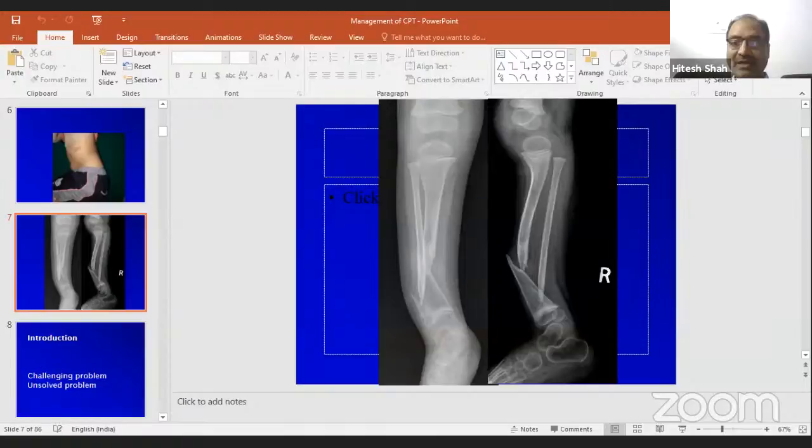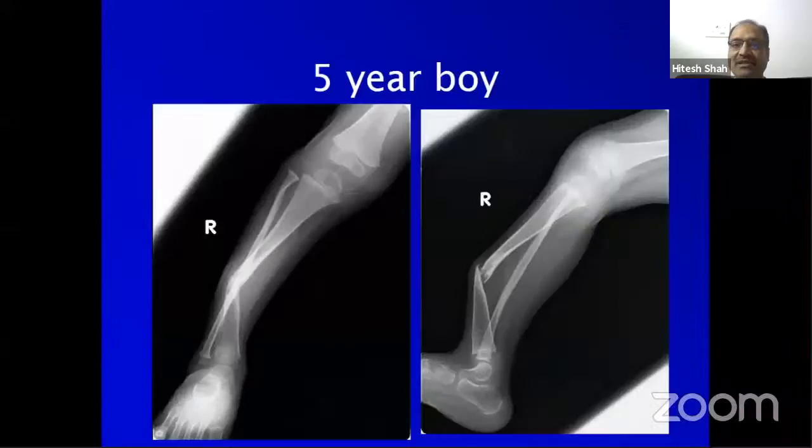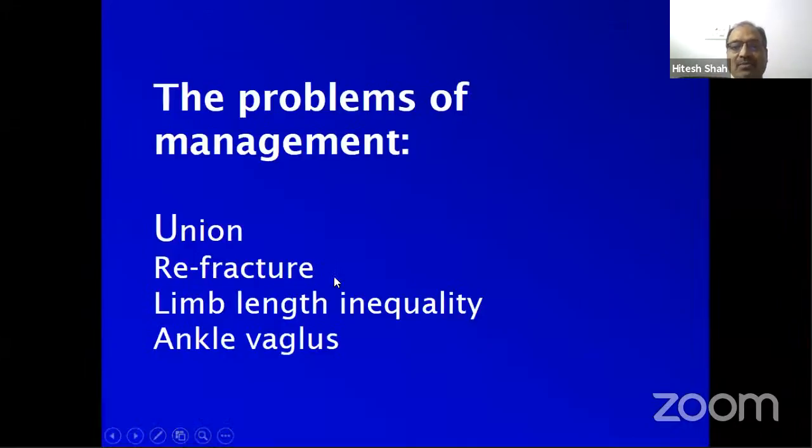Yeah, these are the challenging problems. These are the issues: union is a problem, refracture is a problem, limb length inequality, and ankle valgus. So you are focusing first on union. If you focus on union, after that the problem doesn't end. You may get the refracture as the child walks, or because of the growth abnormality of the proximal and distal end, you may land up in limb length inequality, or because of the asymmetrical growth on the medial and lateral side, you may have the deformity of tibia and ankle. That is one of the commonest deformities, ankle valgus.